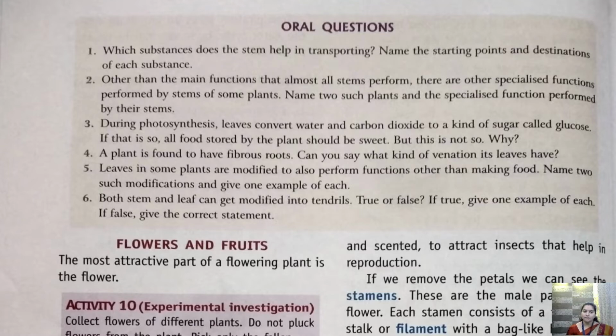But apart from this, stem also performs some special functions. So what are they? So first, the plant can store food. Stems can store food. How can they store food? What is the example? Example is potatoes. Isn't it? In potatoes, the plant can store food. Okay, so you will write potato here. So in potato, the stem stores food, and in cactus plants what happens? In cactus plants, water and food are stored.